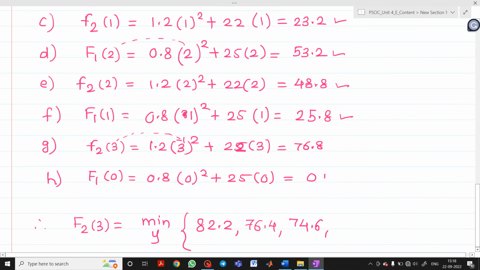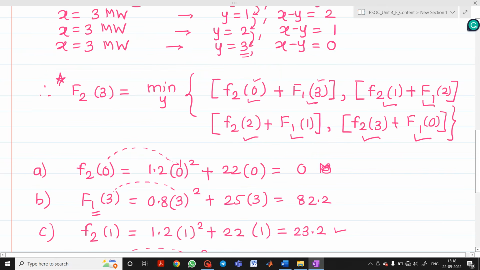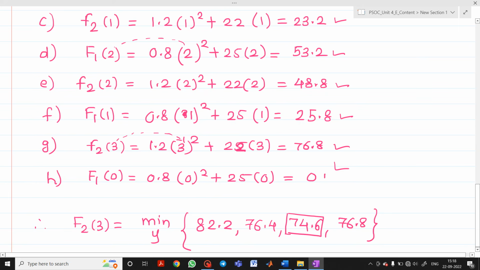So you add these two. So what you will get? You will get answer as 76.8. Now what is the meaning of this expression? We have to choose that value whose value is minimum. So whose value is minimum here? If you see, 74.6, this is the minimum value, or you can say cost of the generation. This 74.6 is achieved when we have a set of this, because this is the third value here. This is first, second and third value, minimum value.